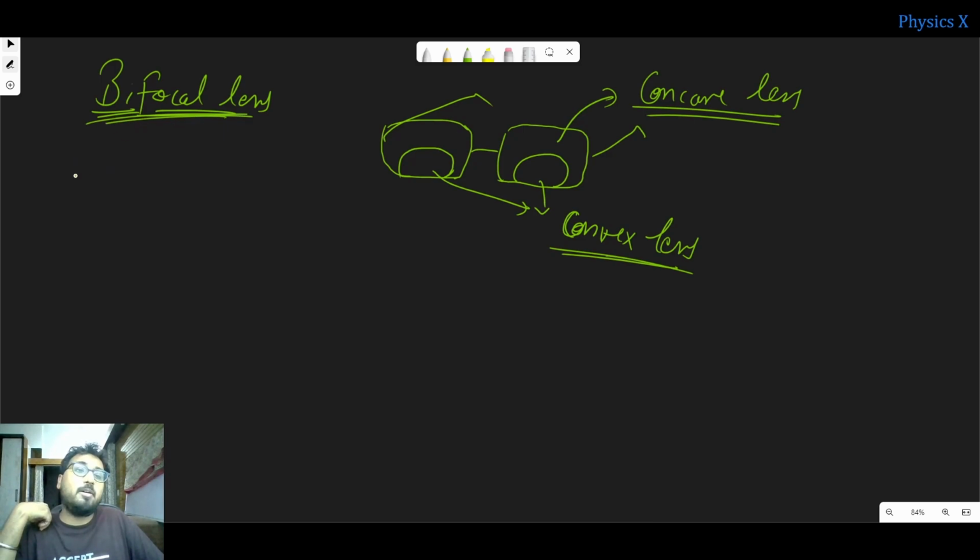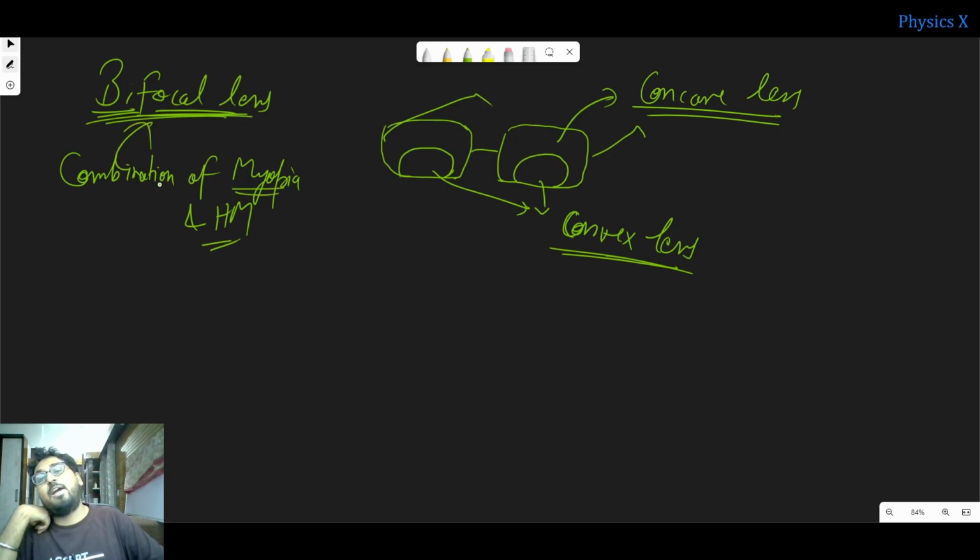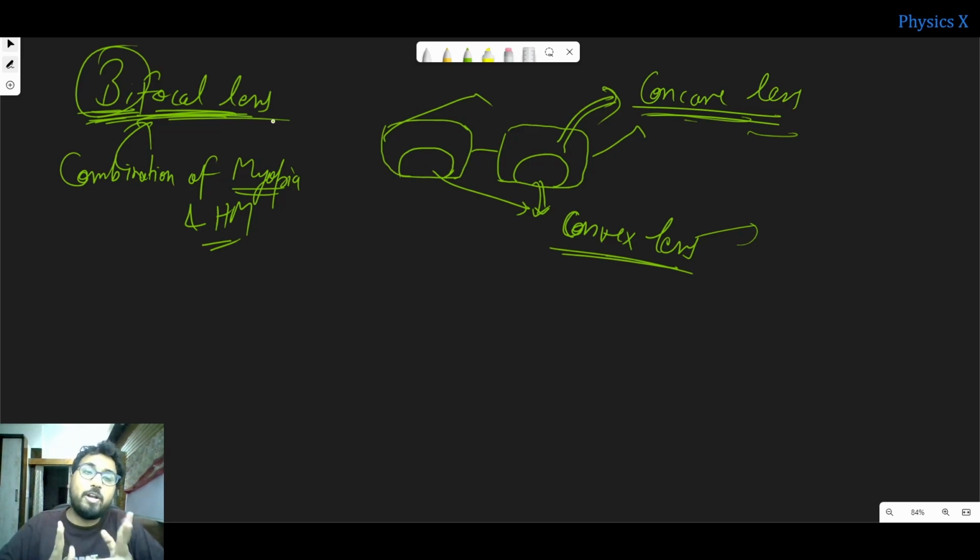So for correcting a combination of myopia and hypermetropia, we are using this bifocal lens, right? If somebody asks you, if a person is suffering from both myopia and hypermetropia, or both near-sightedness and far-sightedness, then we recommend a combination. Because this convex lens has some focal length and this concave lens has some other focal length, there are two lenses having two different focal lengths. Bi means two, that is why it is called a bifocal lens. So for correcting two defects we use this type of lens, the bifocal lens.